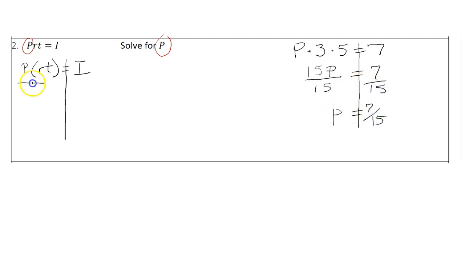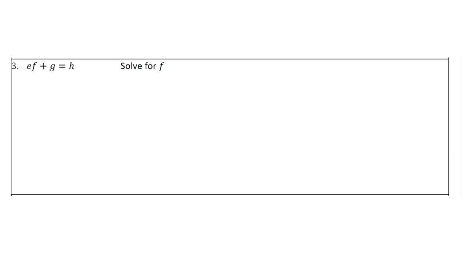Since 15 was replaced by the parentheses RT, I'm going to divide both sides on the left by RT. My solution, then, is P equals I divided by RT. Once again, the solution is when the letter that you are looking for is alone on one side of the equation. In example 3, we are solving for f.